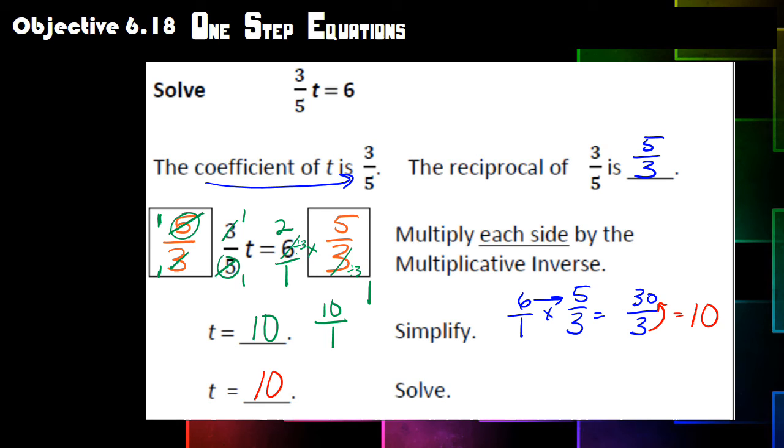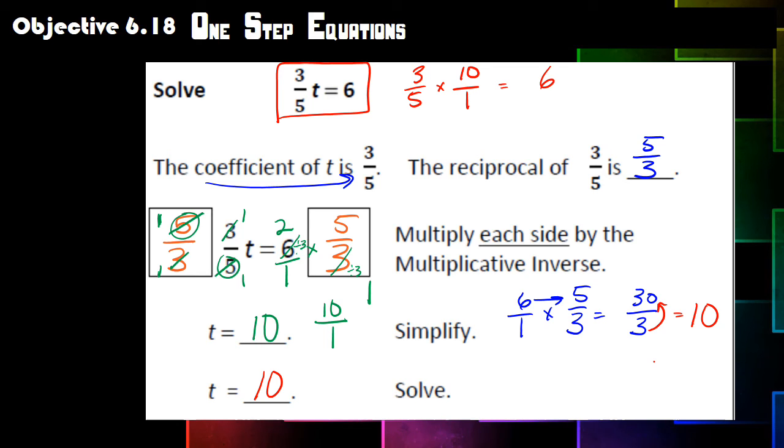And then, in your notes, there's no place to check, but we always want to just double check to make sure here. So let's go ahead. We have our original equation here, 3 over 5 times t is equal to 6. Let's go ahead and fill in 10 for t. So it would be 3 over 5 times 10, I'll just put it 10 over 1, is equal to 6.